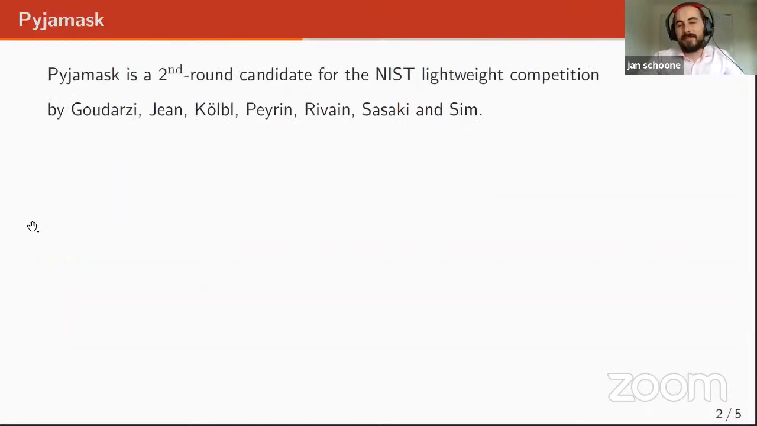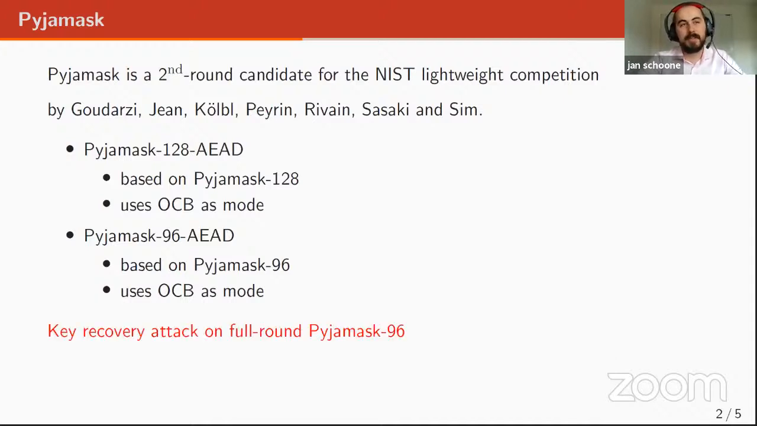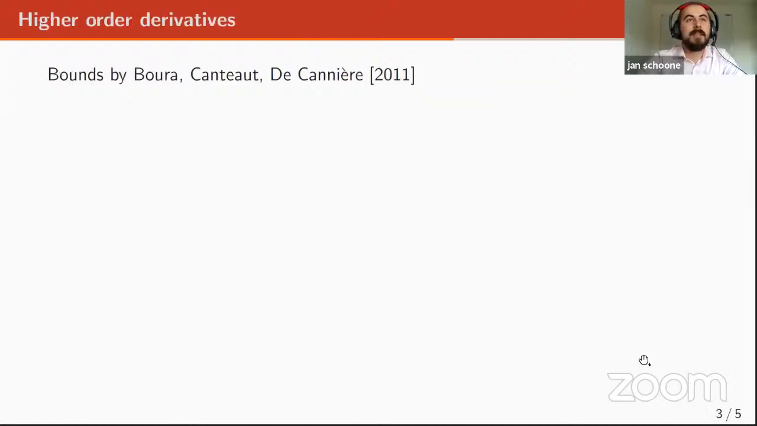So yeah, we already know PGMask is the second round NIST candidate. We had a talk about that before. Also, the two family members have already been discussed, so that saves me a lot of time. But we focused our research on the PGMask 96 block cipher, and what we obtained was a full round key recovery attack. And I will explain a little bit how we did that.